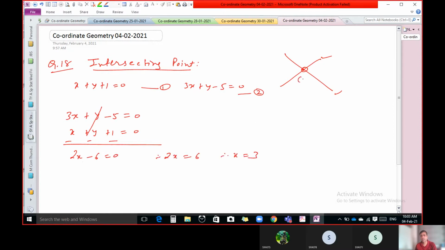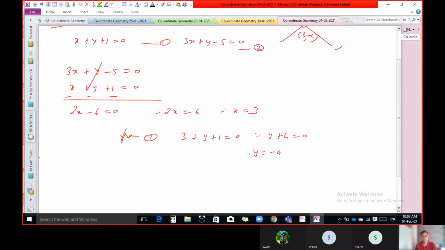So one coordinate is 3. Now put this value of x in equation 1 or in equation 2. From equation 1, let us put x equal to 3. So we get 3 plus y plus 1 equal to 0, so y plus 4 equal to 0, so y equal to minus 4. So the other coordinate y is minus 4. Therefore the intersecting point is (3, minus 4).